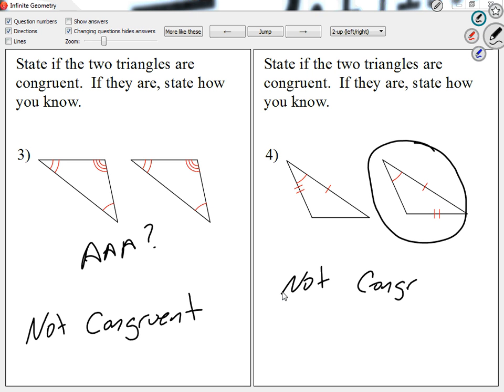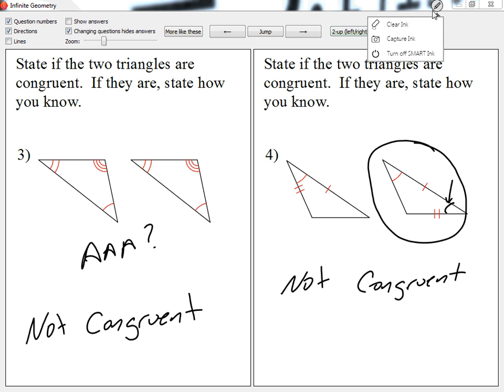If you notice, I don't have the same markings on both triangles. Remember, I kept on emphasizing it has to be the included angle, which is the angle formed by the 2 sides. So for number 4, the included angle needed to be downward. It's the angle formed by the 2 sides that I have marked. It's not any angle, it's the included angle. So that's why number 4 is not congruent.